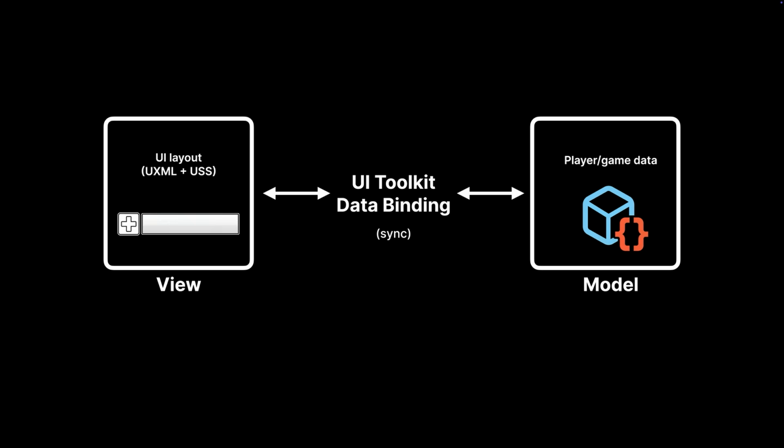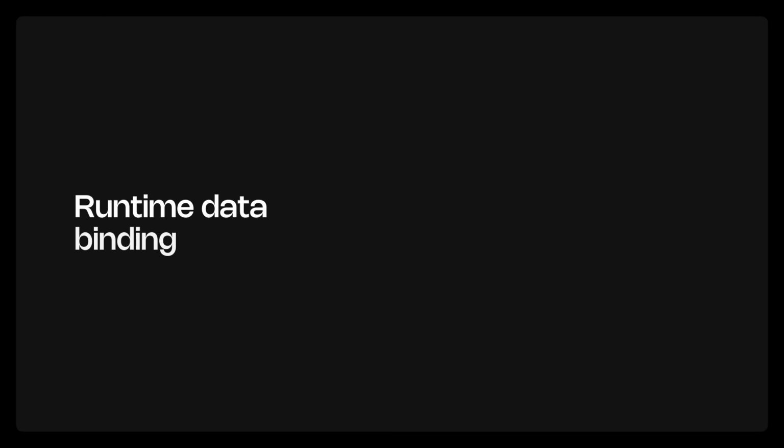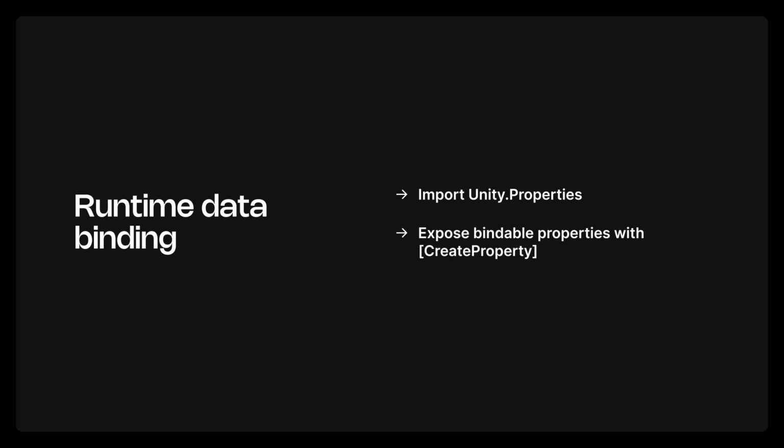The view just declares what it needs, the model provides the data, and the binding system keeps them both in sync. Runtime data binding for UI Toolkit was first introduced in Unity 6. To use it, import using Unity.Properties, and then mark your properties with the CreateProperty attribute. Under the hood, Unity generates a property bag so the binding system can discover those values at runtime, and that's what makes them available to the UI.